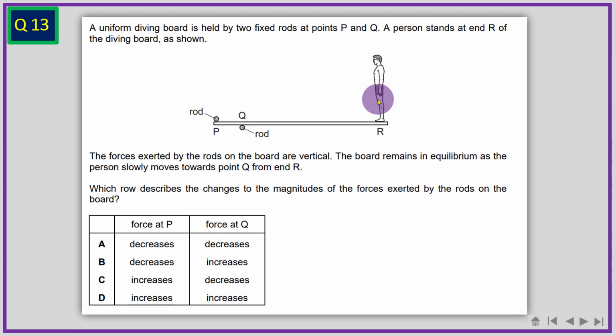So as this person walks towards point Q, the force acting on the board at point P reduces, and that acting on the same board at point Q reduces. So that is how we would try and answer this question, because we asked which rod describes the changes to the magnitudes of the forces exerted by the rods on the board. Both of them are going to decrease.